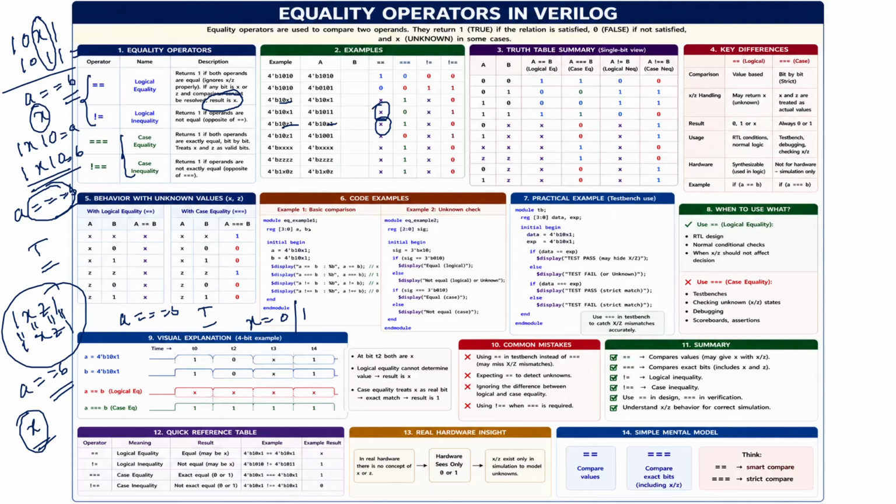Same way, this is the example for how we are comparing the values. A and B values I am giving. A equal to 10x1 and B is 10x1. Both A and B are equal, but with case equality and logical equality, we are doing this. With logical equality, we are getting the unknown value. And with case equality, you are getting the true value.